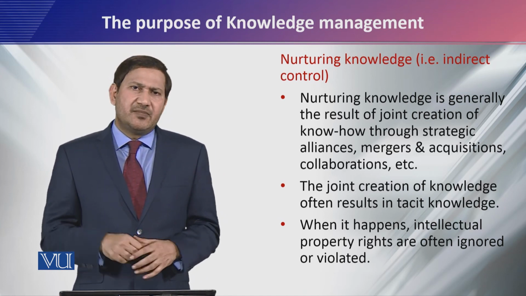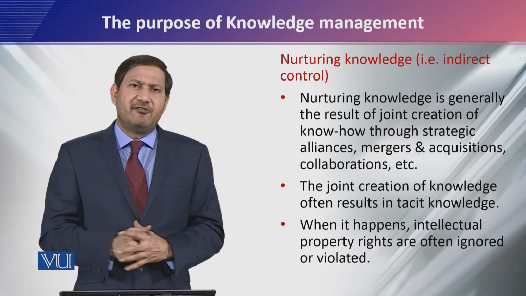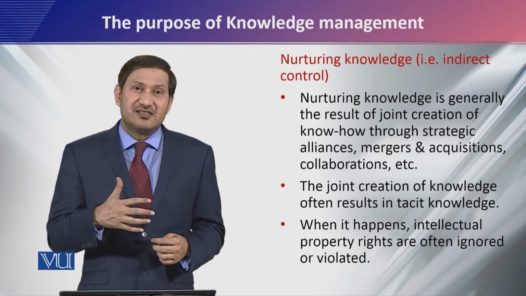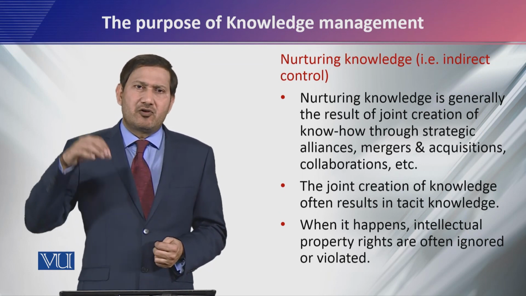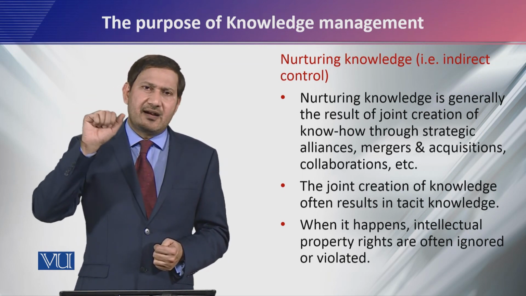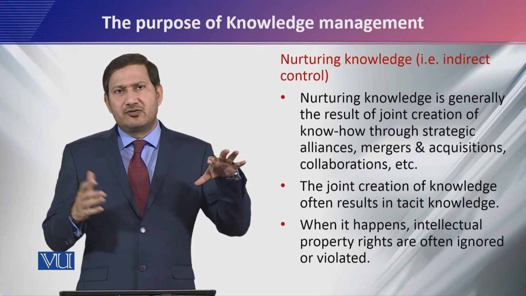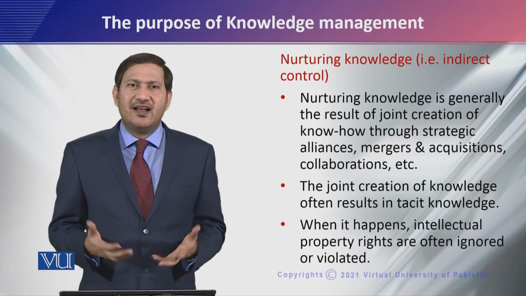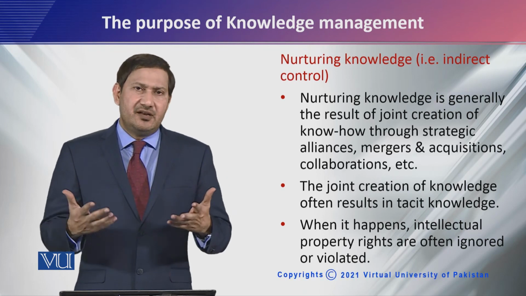So these are the two different formal and informal knowledge management strategies or processes in organizations: direct control, where the organization is directly involved, and indirect control, when other and outside organizations are also involved, and that results in a kind of new knowledge.